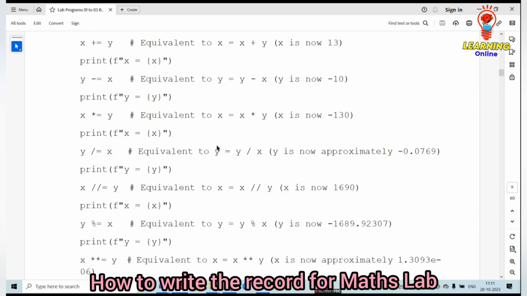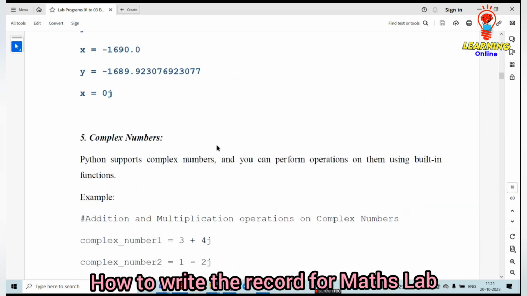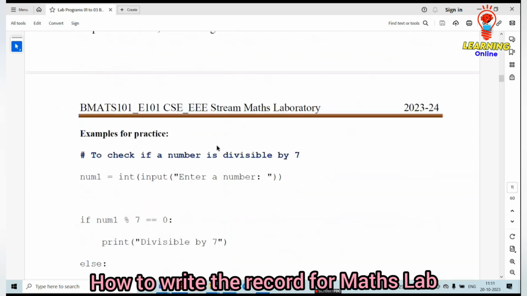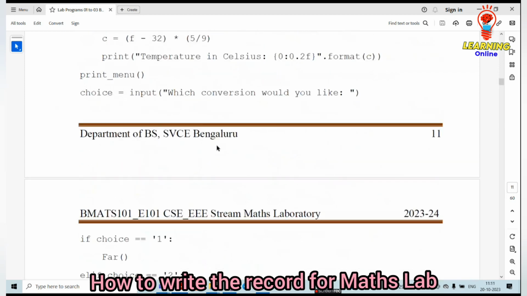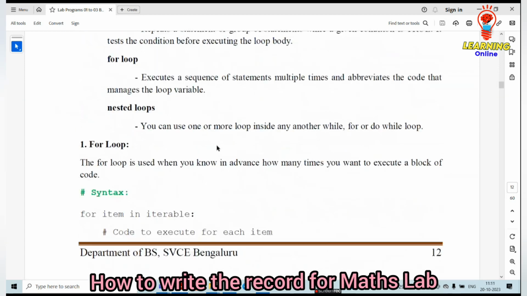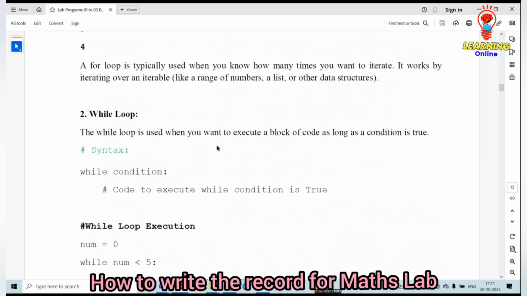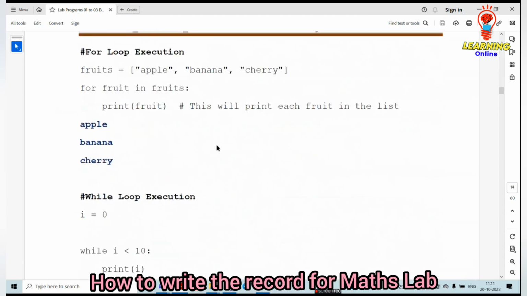Whatever topic is allocated to you, only that related topic you can write. The remaining things are not at all required. Keep this in mind for your reference.